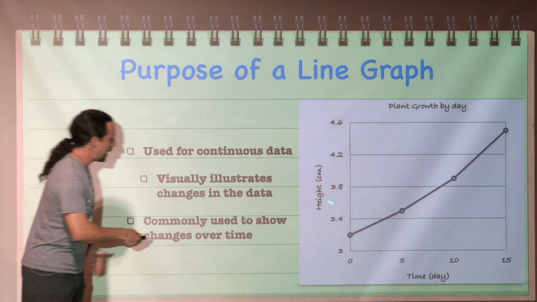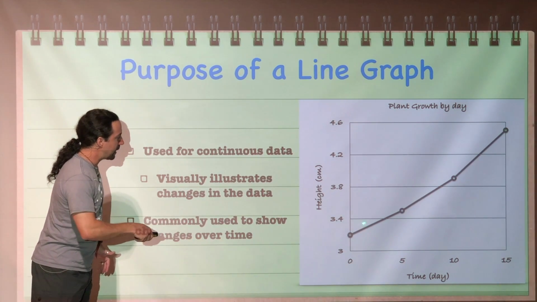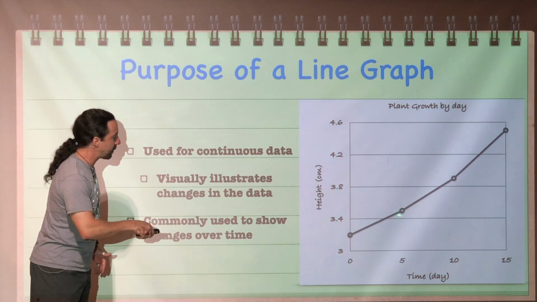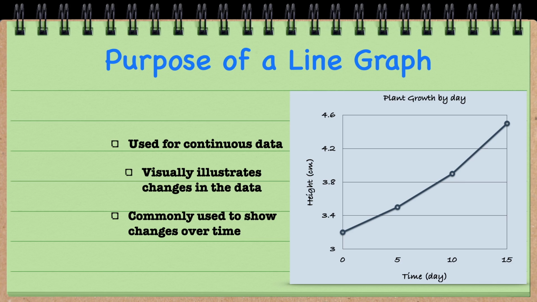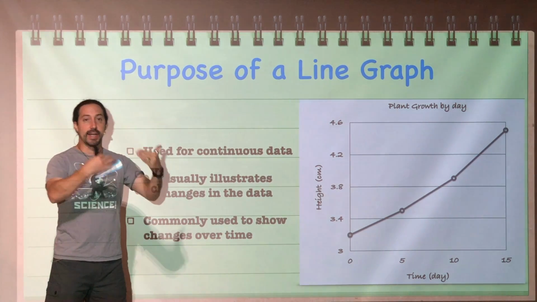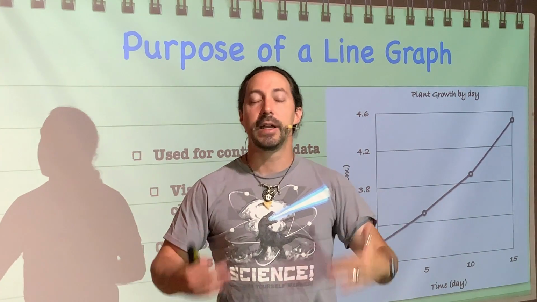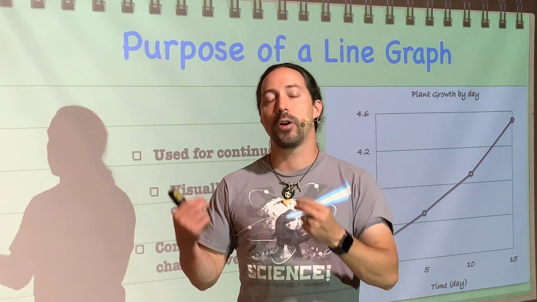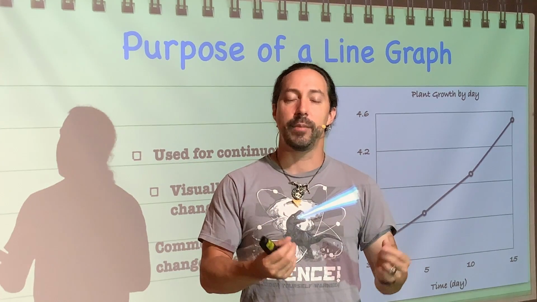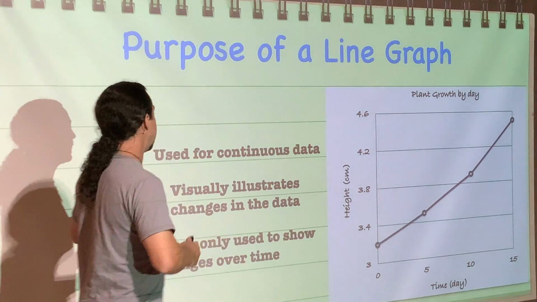So in this case, it could be the height of a plant over time. And so we are just showing how tall this plant grew each and every day. Through this, we can see the rate of growth for this specific plant. So it visually illustrates changes in our data. And one of the really common uses for a line graph is going to be to graph our data against time. And time would always be on the x-axis in this case.